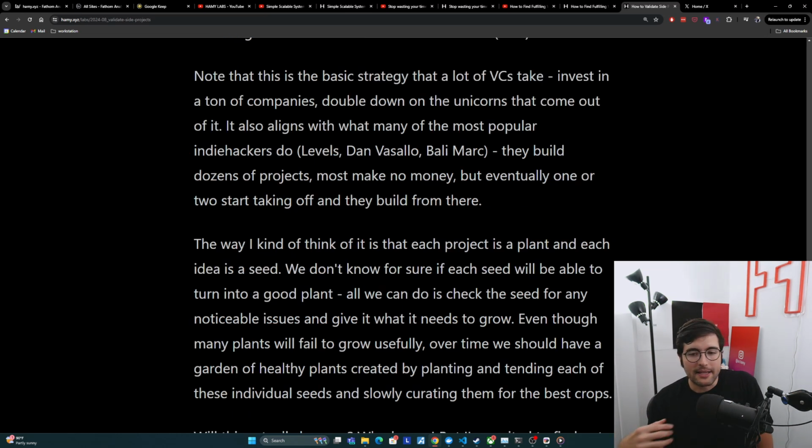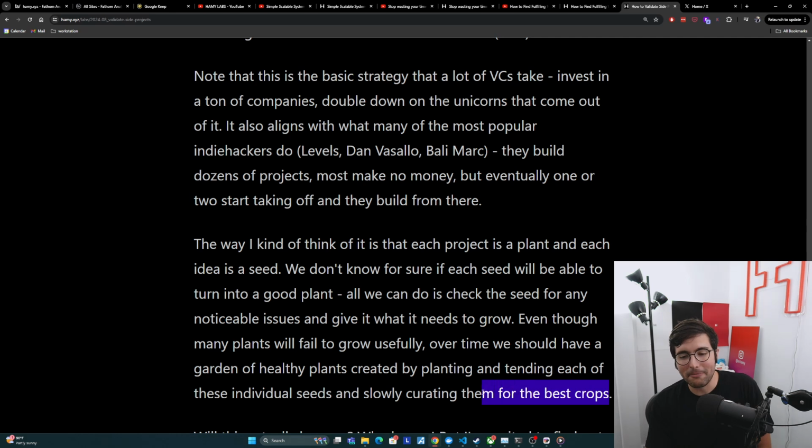The way that I think of this is that each project is a plant and each idea is a seed. We don't know for sure if each seed will be able to turn into a good plant. Some are going to be better than others. Some might have problems. Whatever, we can't know that beforehand. All we can do is check the seed for any noticeable issues and give it what it needs to grow. Even though many plants will fail to grow usefully, or many plants will just grow regularly and not be the standout unicorns that you want, over time we should have a garden of healthy plants created by planting and tending each of these individual seeds and slowly curating them for the best crops.